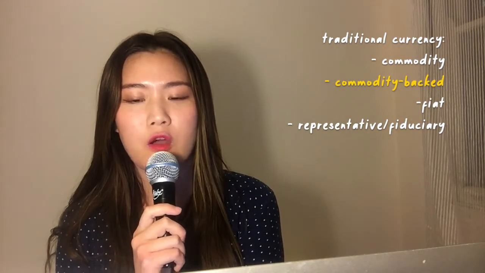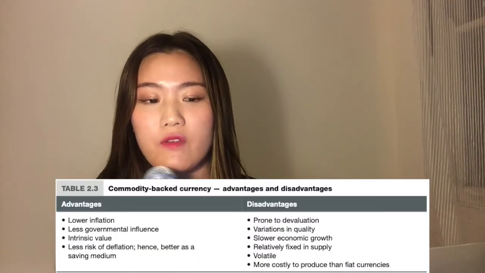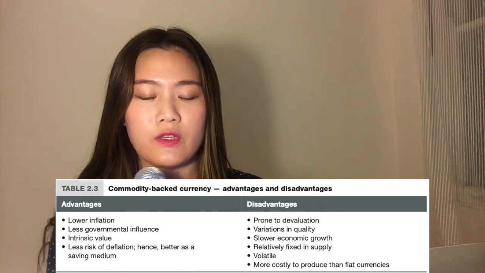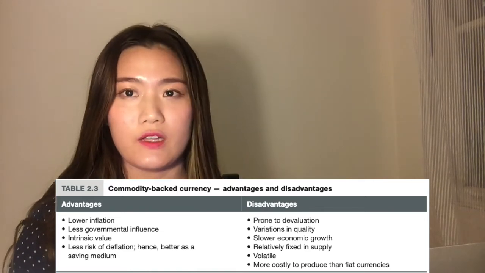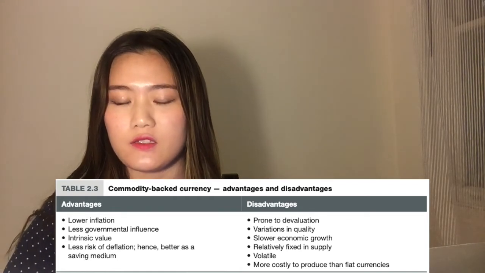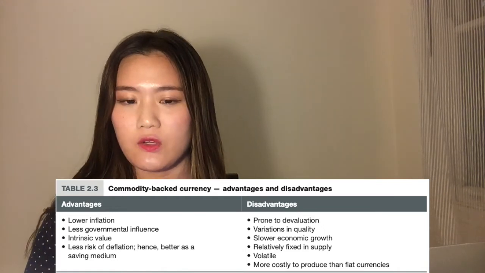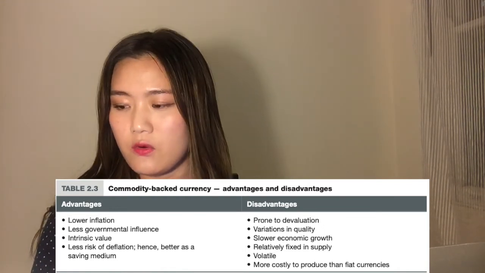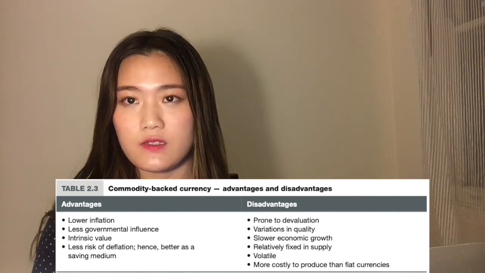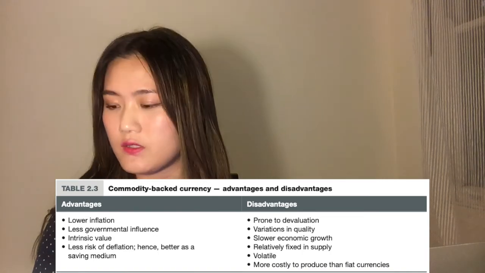Commodity-backed currency can be exchanged on demand for a commodity, but does not use the commodity itself as the medium of exchange. So the advantage would be it has lower inflation, it has less governmental influence, it has intrinsic value, and less risk of deflation. Hence, it is better as a saving medium. But it is prone to devaluation. There are variations in quality. It has slower economic growth, relatively fixed in supply, volatile, and more costly to produce than fiat currencies.